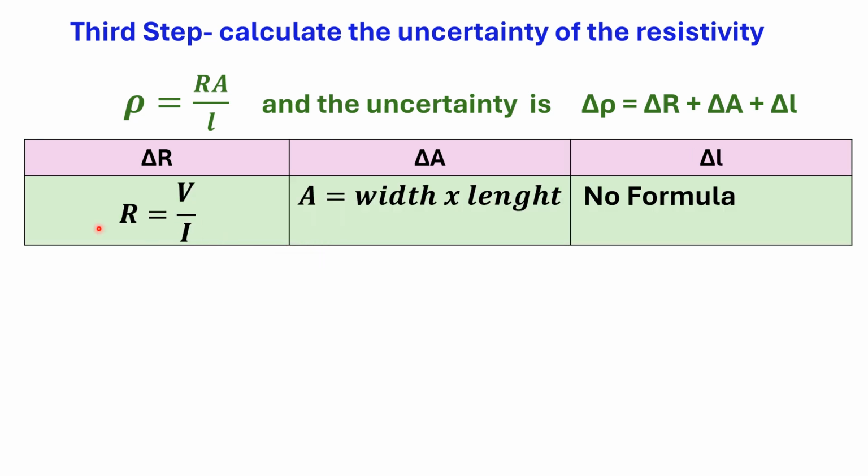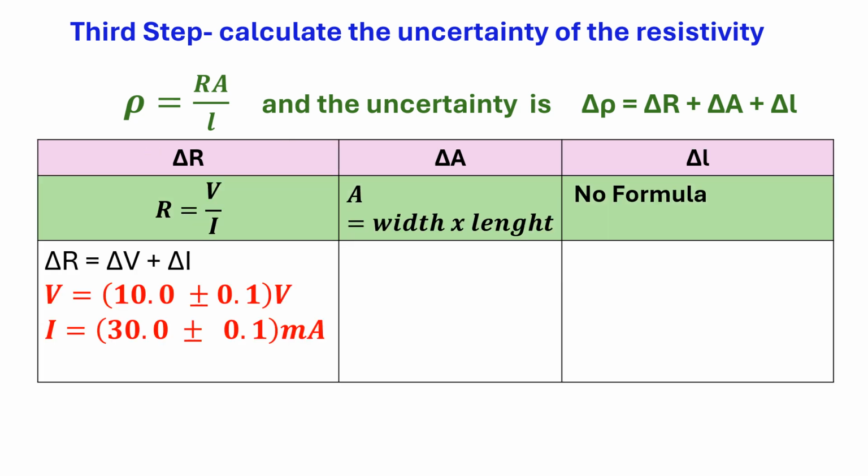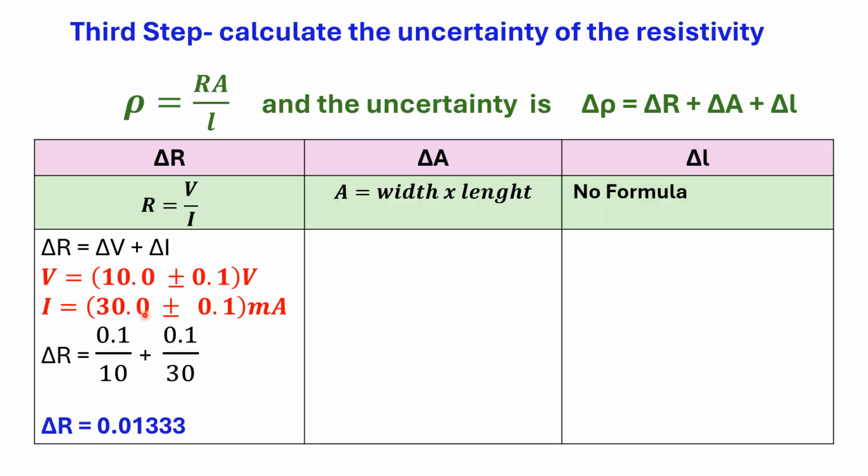Now we need a formula, if you have one, for when you need to calculate uncertainties. So we are going to start with resistance. So resistance is voltage over current. Now that we have the values for the voltage and for the current with their uncertainties, we can go ahead and calculate the uncertainty of the resistance. So here is how we do it.